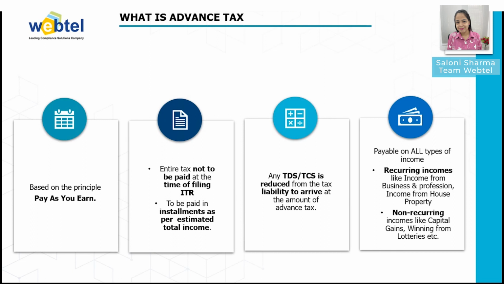And it is payable on all types of incomes, whether it is a recurring income or non-recurring. Recurring incomes include income from business and profession, income from house property, and so on. And non-recurring incomes include capital gains, winnings from lotteries, etc.